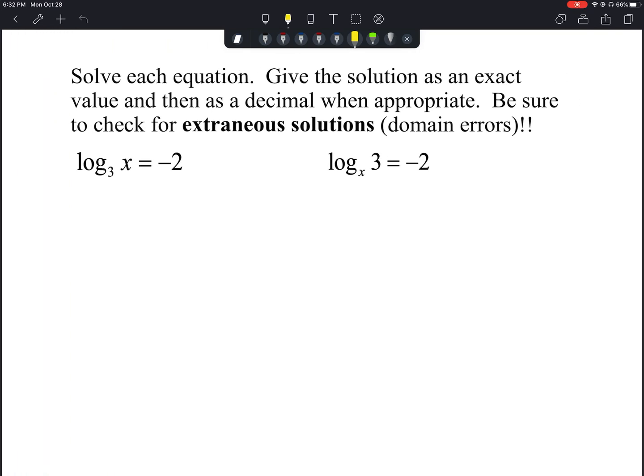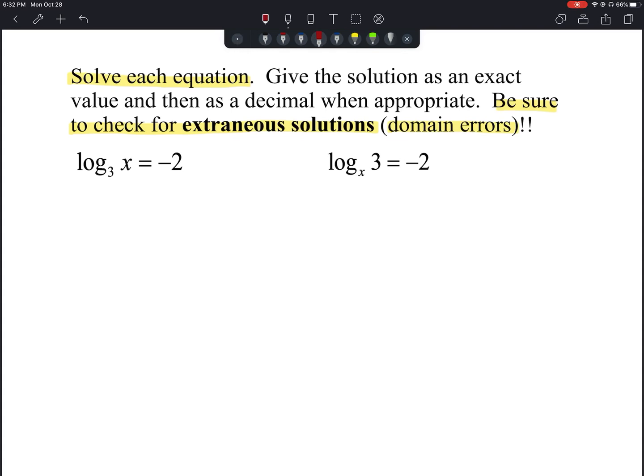Okay, so yesterday we solved a lot of equations and we looked at changing them from exponential form into their log form. Today is almost going to be the opposite. So the directions state, solve each equation, give the solution as an exact value and then as a decimal when appropriate. It says, be sure to check for extraneous solutions, which are like domain errors.